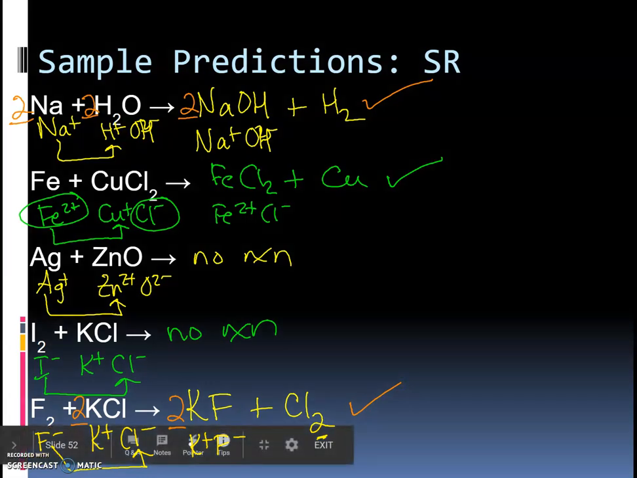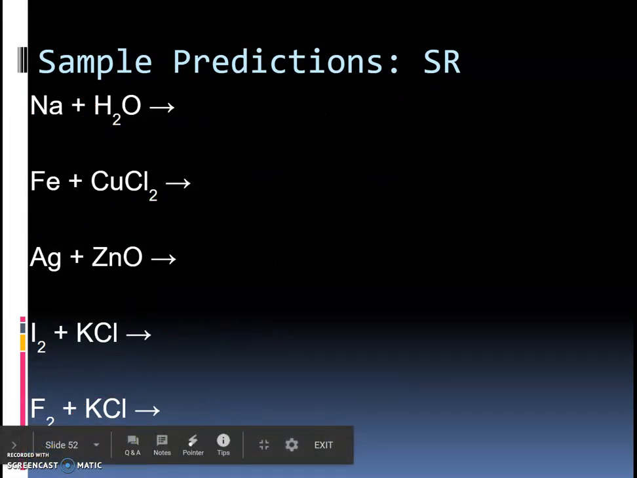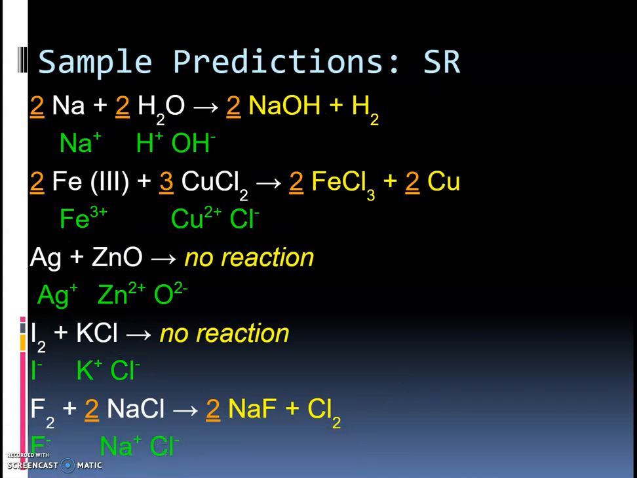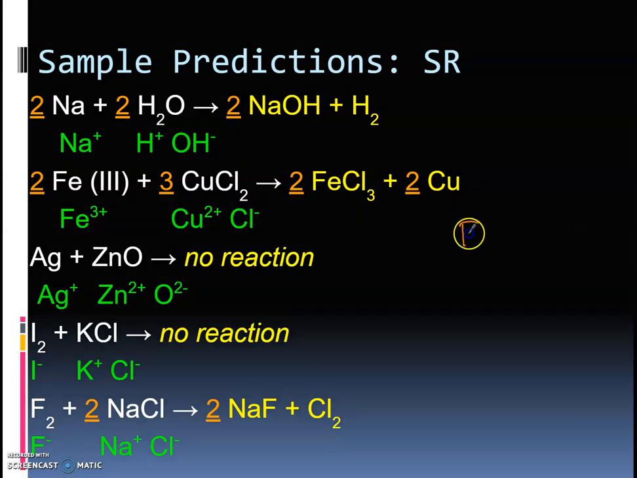Okay, so if you can't read my writing, here you go. Here are all of our answers for you. Oh, here I had it as a 3 plus, so sorry about that. Okay, so here it is, Fe, and then you have your 3 plus and your Cl minus, make it FeCl3, and then balance accordingly. All right, and you guys know how to do that.